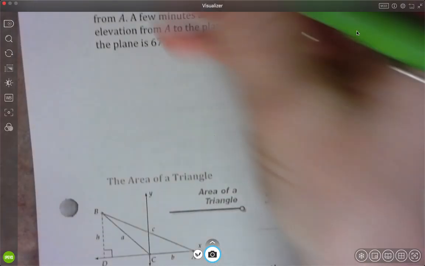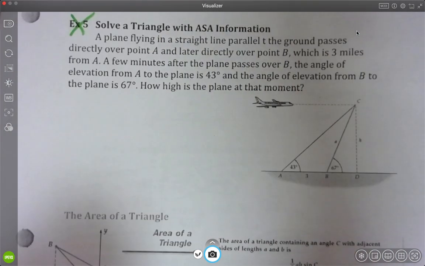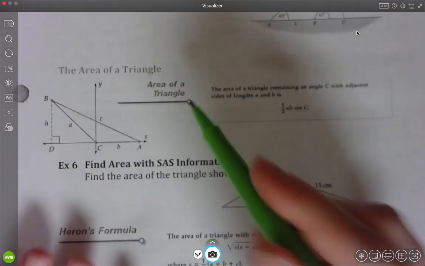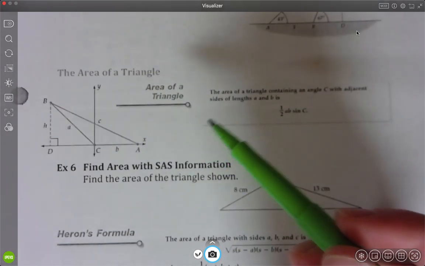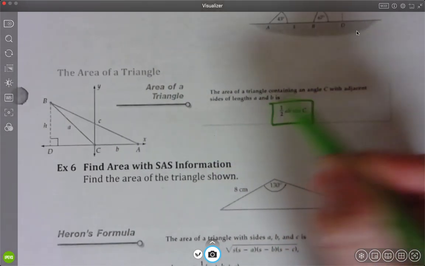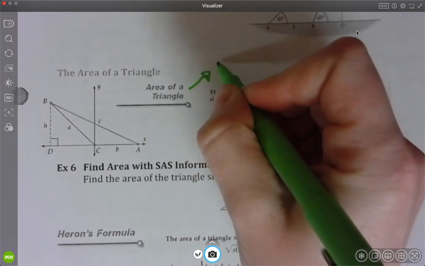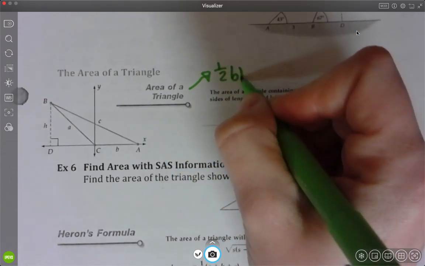We're going to skip example 5 because it's just another one kind of like that. If you want to take a look at it, you sure can. I'm going to go down here to the area of triangles. I'm going to talk a little bit about where this formula comes from. The area of a triangle is 1/2 the base times the height.